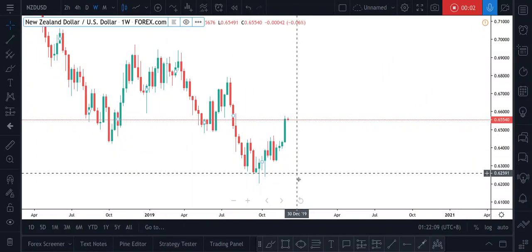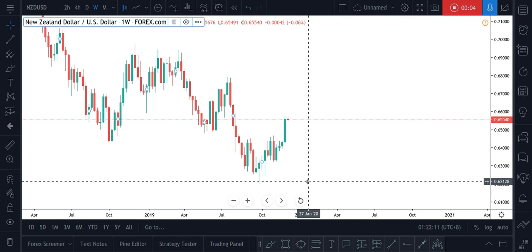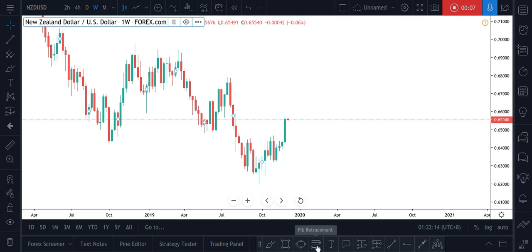What's up, traders? Let's have a quick look at NZDUSD from the weekly time frame.